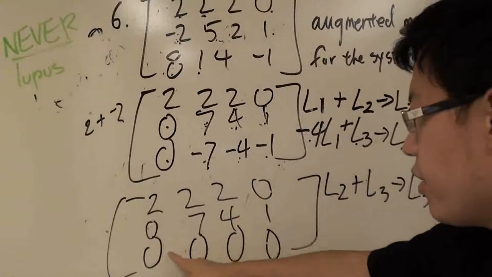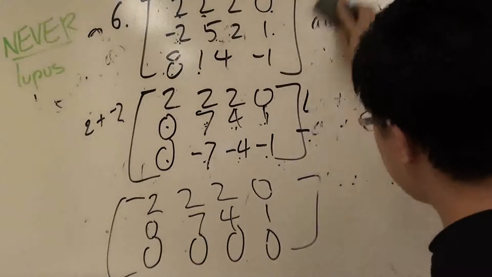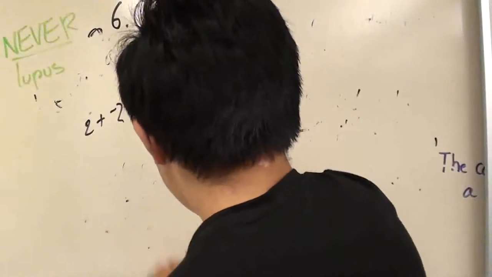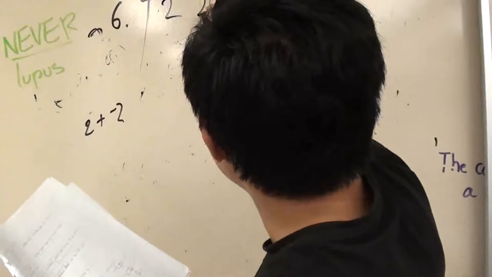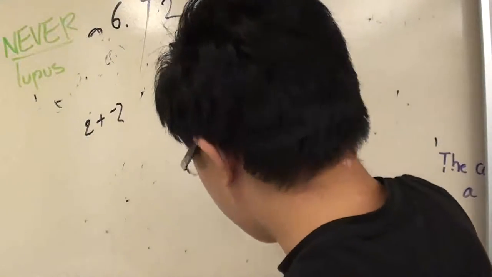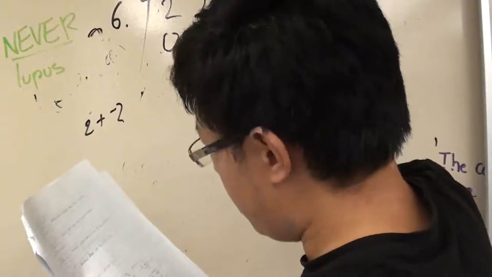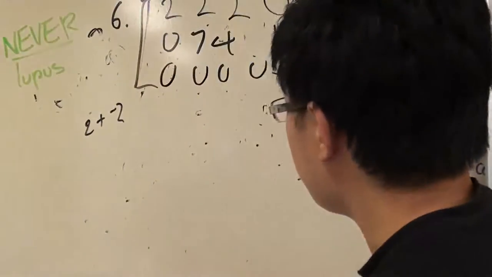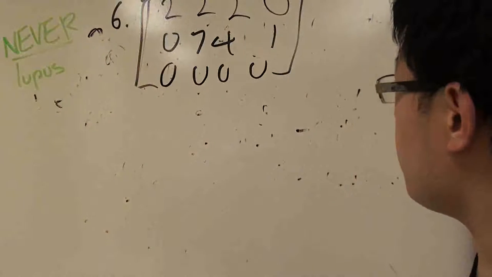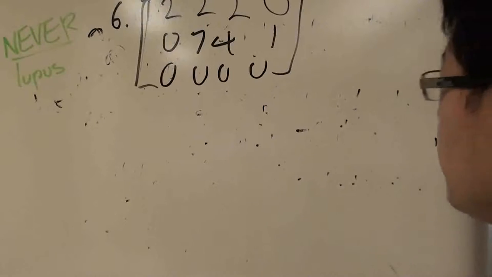Okay, well, I hope you write this somewhere, because I do not have the room. So I'm just going to erase it. So it's going to be 2, 2, 2, 0, and then 0, 7, 4, 1, 0, 0, 0, 0. So that's it. Okay. Now that we have the echelon form, that's the goal objective of the Gaussian elimination, right?